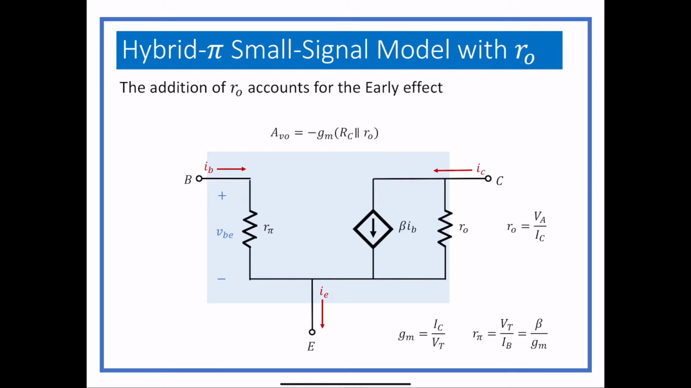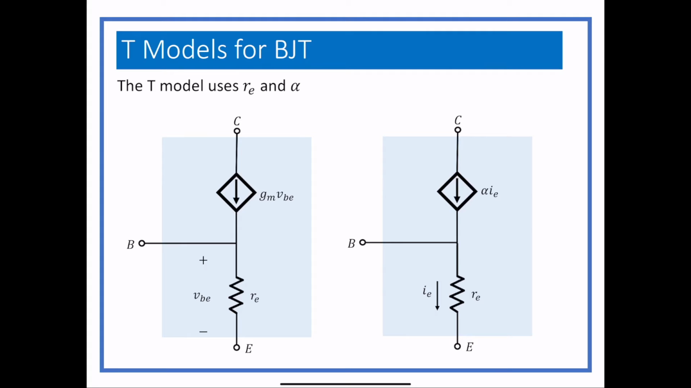So yeah, we have T models for BJTs as well. Remember, we had those for MOSFETs. I'm not going to tell you how we get from one to the other because it's exactly the same process that was done with a MOSFET. The only difference is with the T model for a BJT, we use alpha and IE instead of beta IB. That's just the way it's set up. But either one of those, again, will give you the same answer.